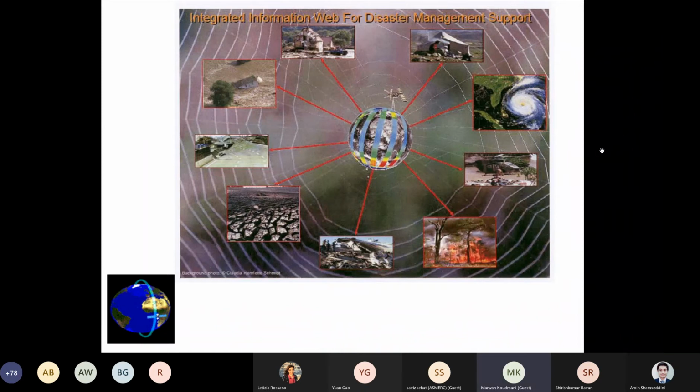All of the satellites monitor all disasters: dust storm, forest fire, drought, hurricane, and many other things.